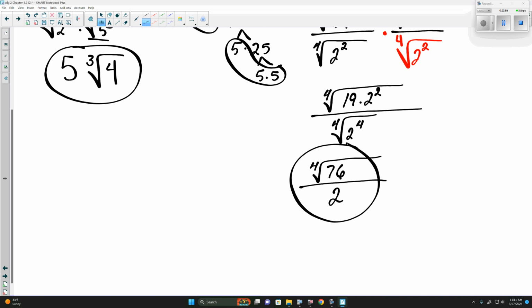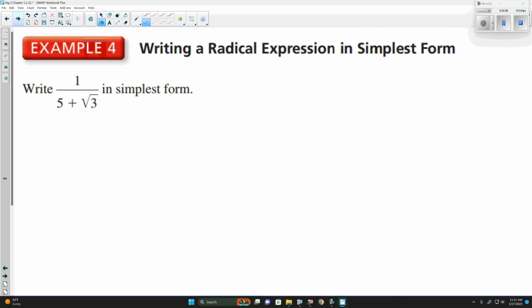Any questions on any of this here? Now there's one last thing that we are going to look at.